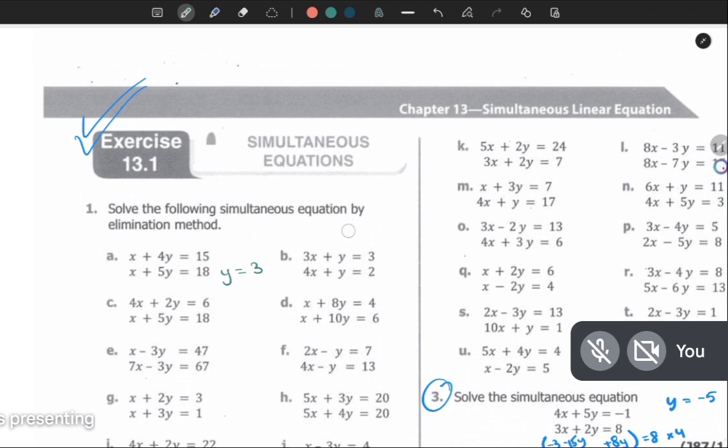So now you have the value for y. Can you input this value into any of these equations? You get x. Yes or no?